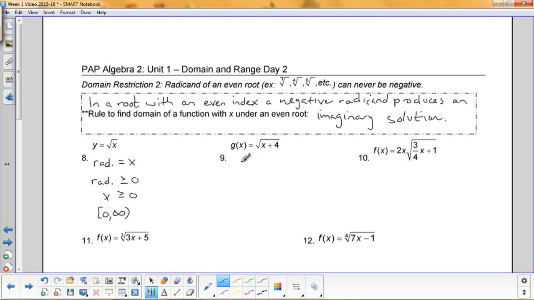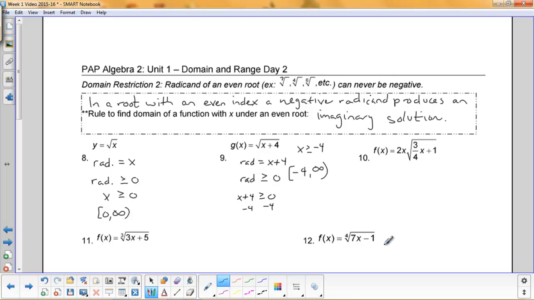All right, radicand equals x plus 4. Radicand has to be positive. How do I write that? The radicand must be greater than or equal to 0. So that means I get x plus 4 greater than or equal to 0. Subtract 4 from both sides, and I get x greater than or equal to negative 4. How do I write that? Negative 4 to infinity, bracket, parentheses. All right, again, pause the video, go with number 10, see if you can get it.